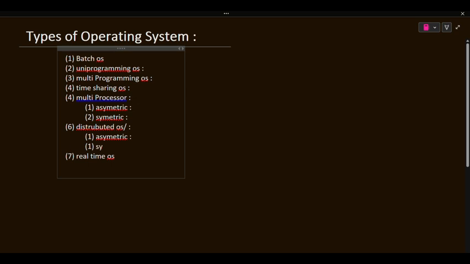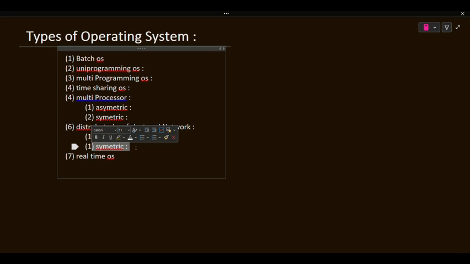And in this symmetric distributed network, this I told you right, this distributed OS is also called as clustered network. Now, in the case of a symmetric clustered network, all the computers will act equally and all the computers will be responsible in performing the given task.